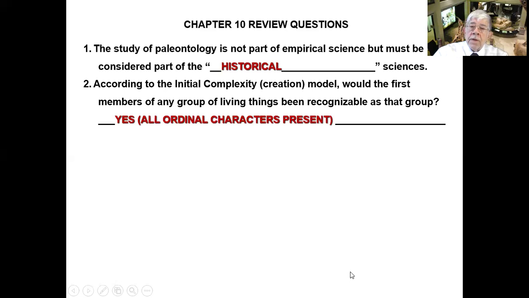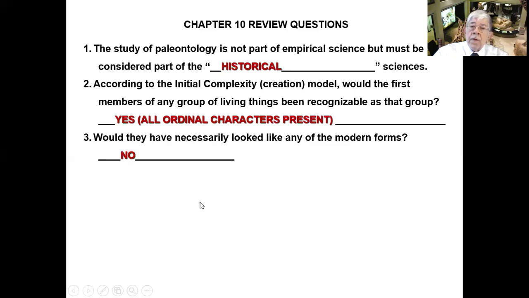According to the initial complexity creation model, would the first members of any group of living things have been recognizable as that group? Yes, they would have all of their ordinal characters, their identifying characters, present from the very beginning. Would they necessarily have looked that much like any modern forms? Well, no, not really.